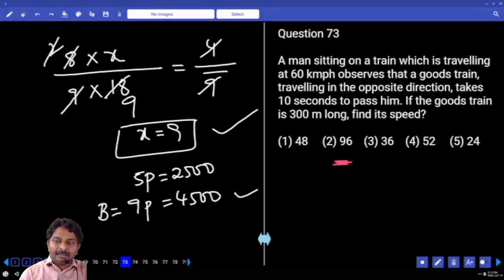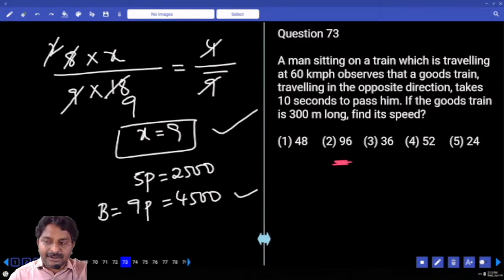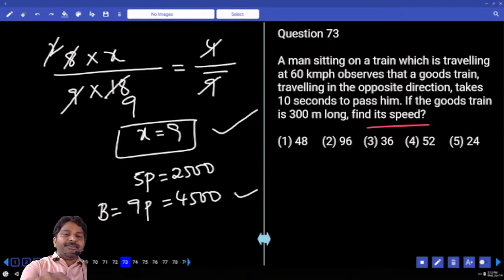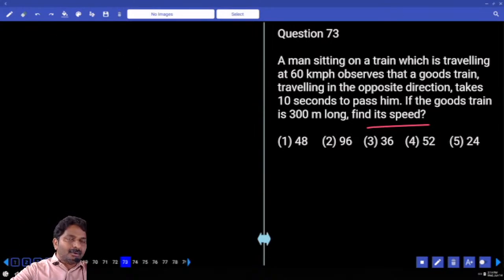A man sitting on a train which is traveling at 60 km per hour observes that a goods train traveling in opposite direction takes 10 seconds to pass the man. If the goods train is 300 meters long, find its speed. Its speed meaning goods train speed, right? If a train crosses a man who is sitting in another train, distance covered is train length. Train length of which train? The other one, not the one in which the man is sitting. Here in our case, the other one is the goods train only, whose length is 300 meters. So distance covered is 300 meters.